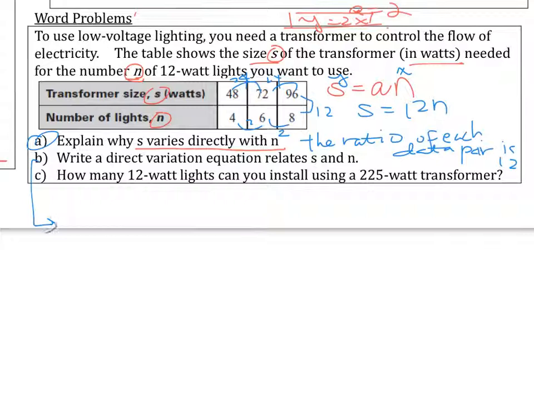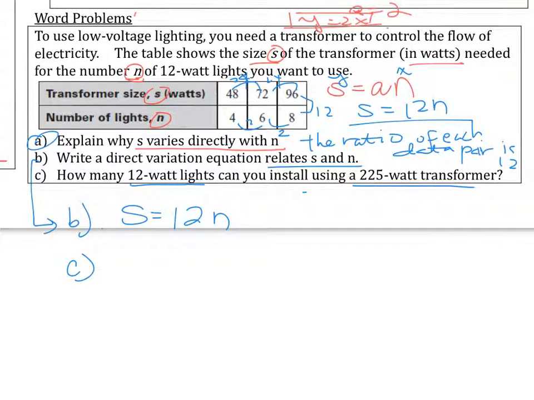And for part B, write a direct variation equation that relates S and N. So I already did that for you. S equals 12N.